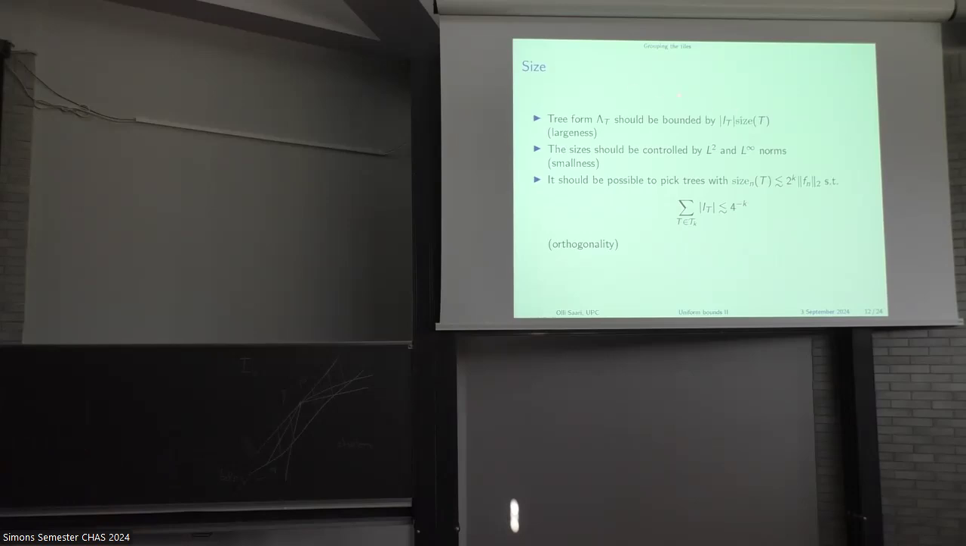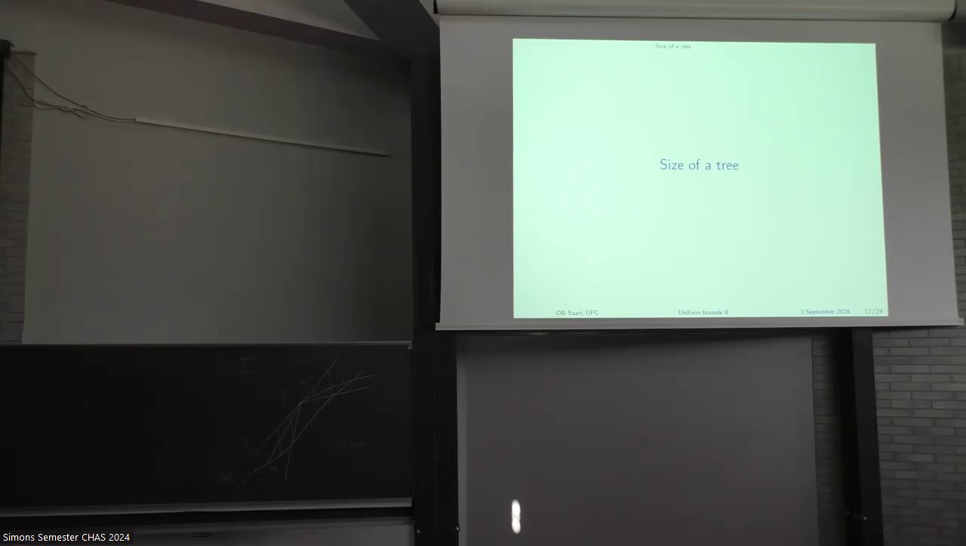Okay, so now as it were, the tree form must be bounded by the size, so it must be large. Then we should be able to control it with L2 and L infinity norms, so it must be small enough. And then there must be this kind of possibility to get an orthogonality estimate for the chosen trees. And this is another smallness. And then I just give the definition of the size. And now there are several sizes. So we will split the task of measuring the tree into several parts.